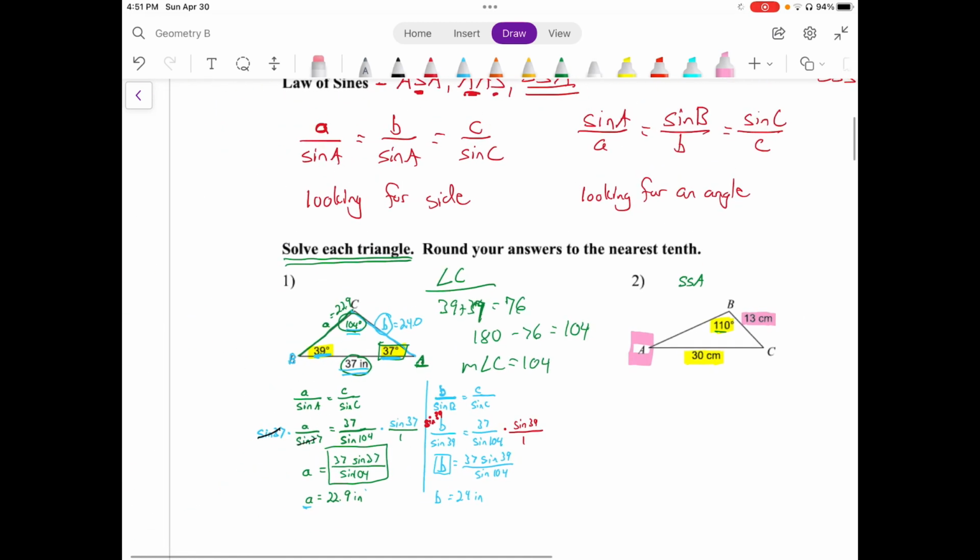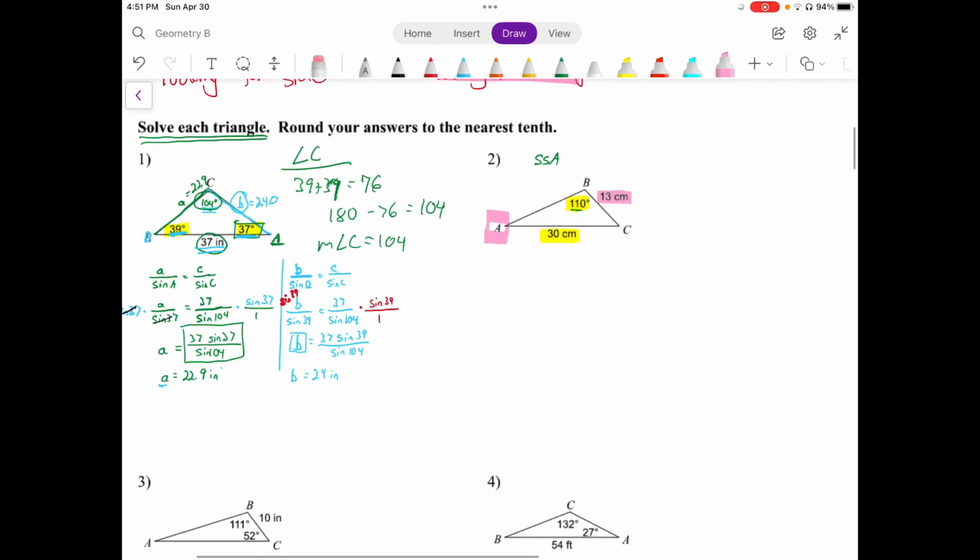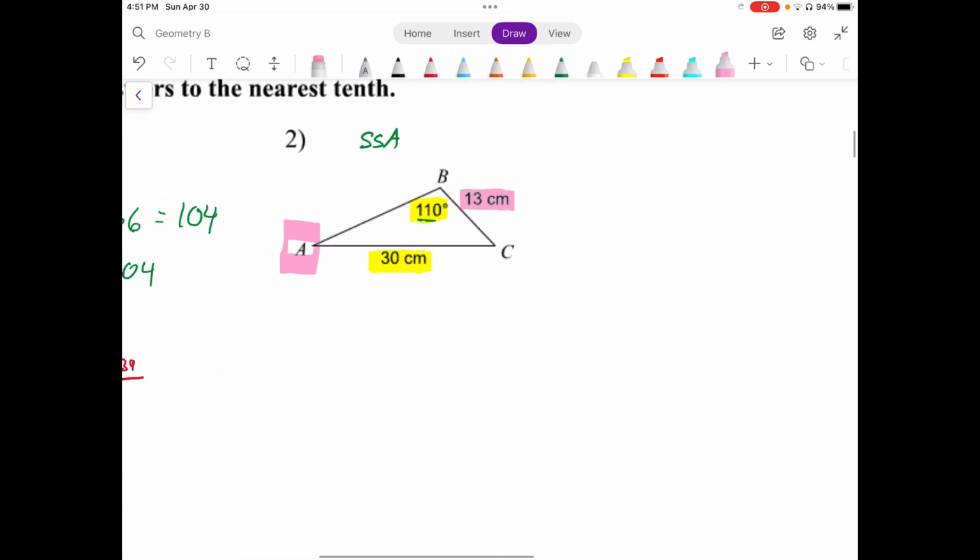And as I mentioned before, when we're looking for an angle, we actually put the sine of A on top. So in number 2, we are going to use sine of angle A over side A equals sine of angle B over side B. And the reason we're using B and B is because we know those two. The reason we're using A is because we know side A. We can't use C and C because we still have two unknowns. We don't know either of those.